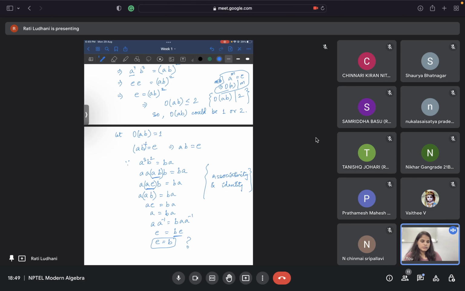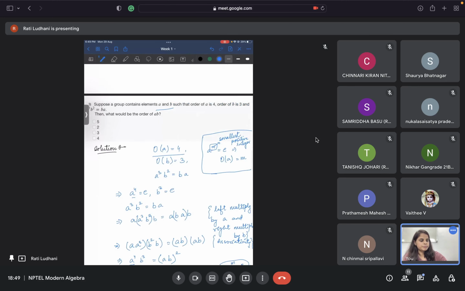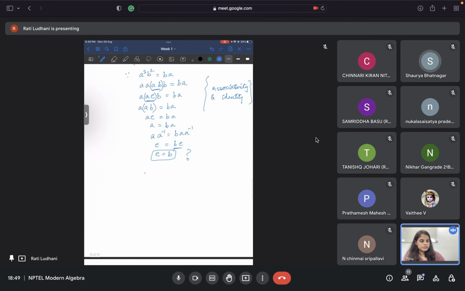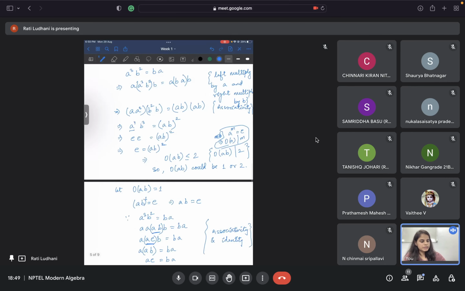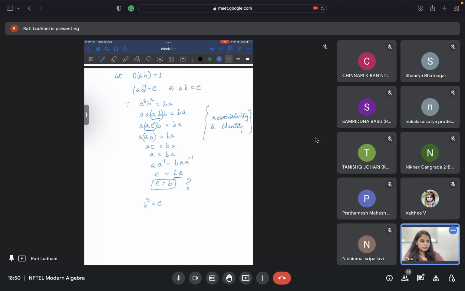Is this true? What is given about b? Yeah, b has order 3. That means b cubed is equal to identity, and 3 is the least, the smallest in this sense. That means b squared cannot be identity. That means b cannot be identity, right? So this is wrong.